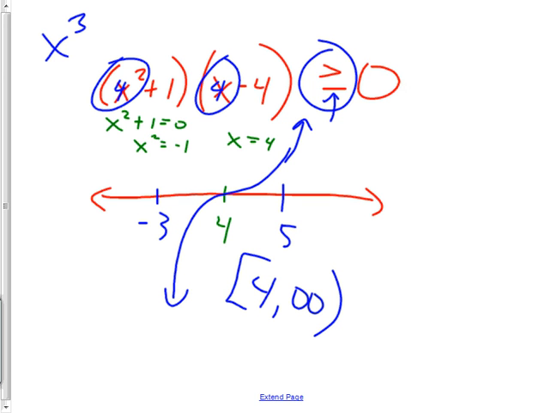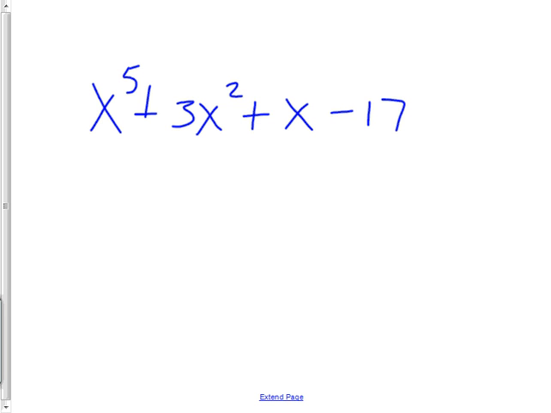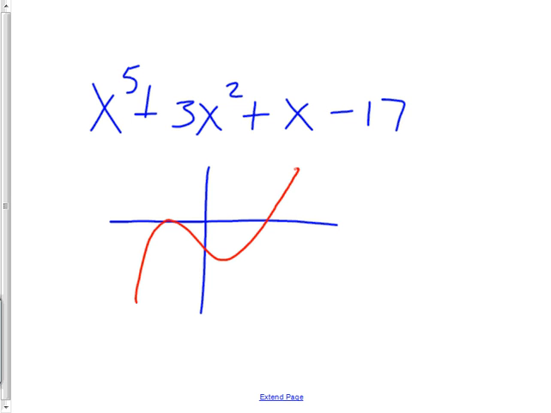All right. Now, are there some on your worksheet where you actually have to graph them? Yeah, because they're just so nasty you can't even tell what they look like. So you don't know what the roots are. So like if it was x to the fifth plus 3x squared plus x minus 17, you're going to be graphing. And once you graph it on your calculator, it looks like that kind of thing. Okay, so maybe they had 3 real roots and 2 imaginaries.